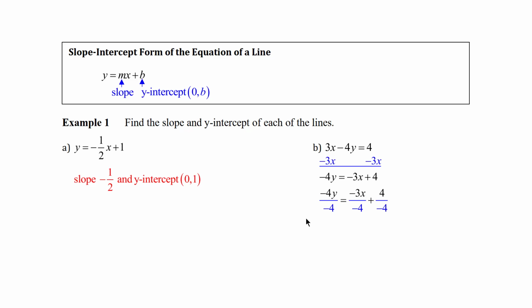Next, we go ahead and simplify. On the left-hand side, -4y divided by -4 is y. On the right-hand side, -3x divided by -4, we can rewrite as +3/4 times x. And for the last term, +4 divided by -4 is -1. The result is y equals 3/4 x minus 1. Now that we have the equation in slope-intercept form, we can see that the slope is 3/4, and the y value of the y-intercept is -1. So the y-intercept is written as (0, -1).